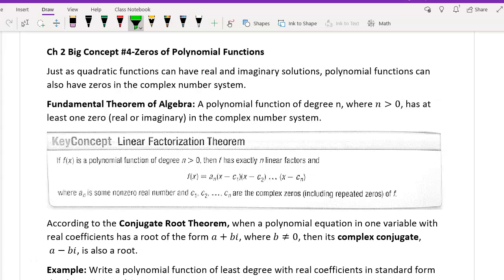All right, so we're going to continue on this video, first talking about the fundamental theorem of algebra. The fundamental theorem of algebra says a polynomial function of degree n, where n is greater than 0, has at least one zero, real or imaginary, in the complex number system. So now we're going to have zeros that are imaginary.